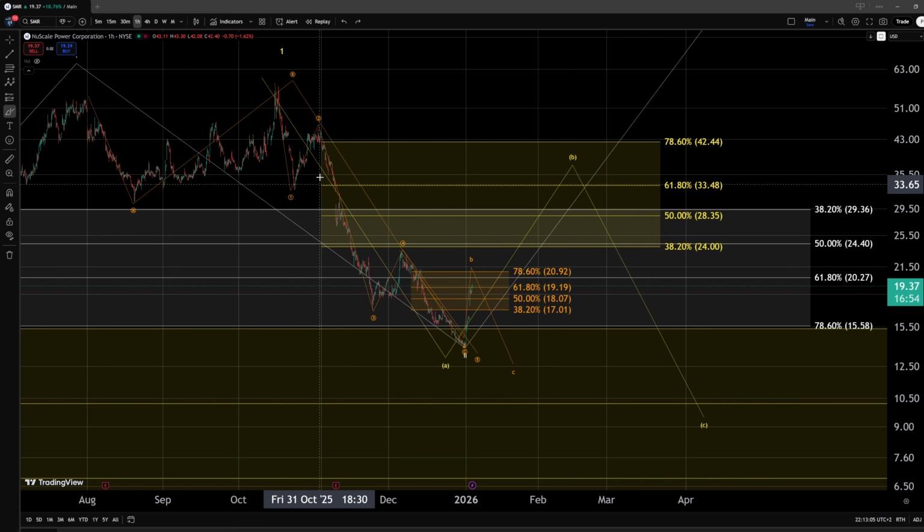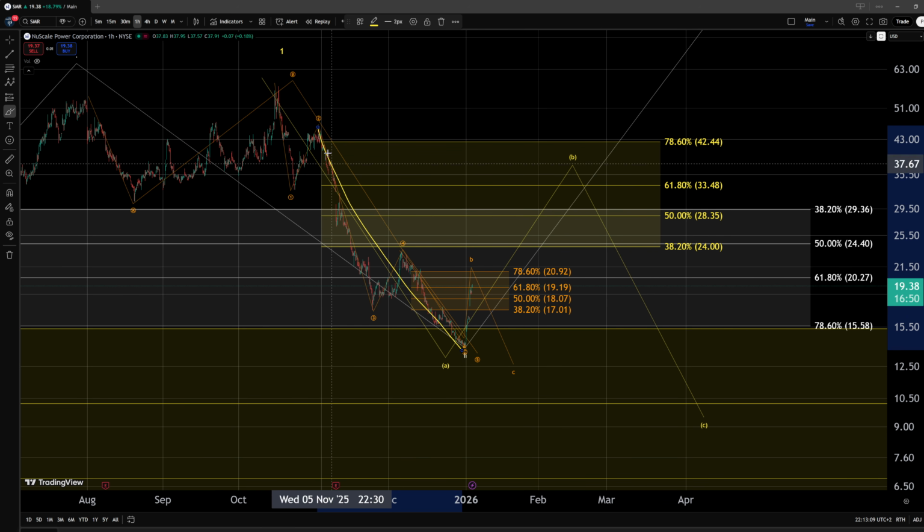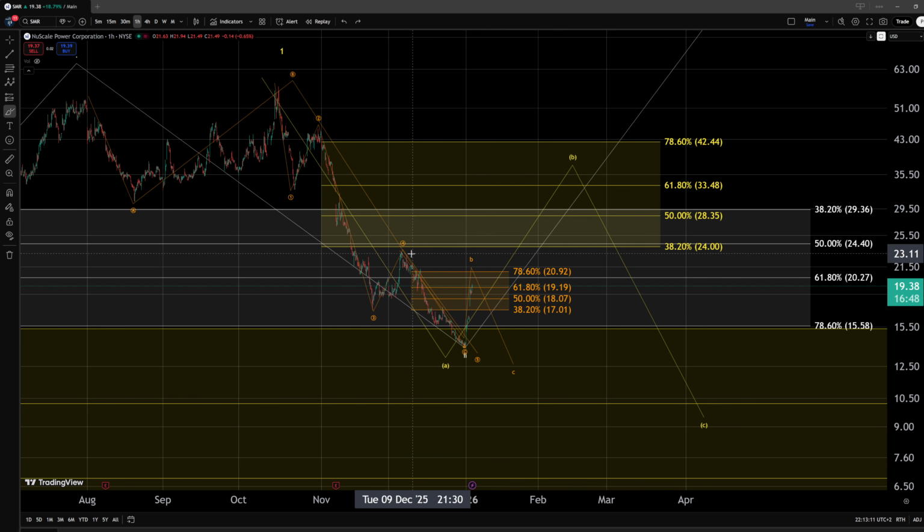Now, this isn't a preferred interpretation for me. It's the idea that this wave 3 has still been extending lower and we only just bottomed within it. Well, in that case, we would need to be looking here for an internal wave 4 correction. Now again, this is not a high probability interpretation for me.